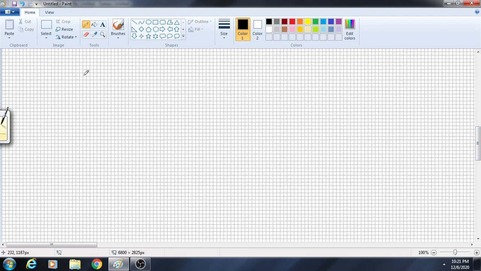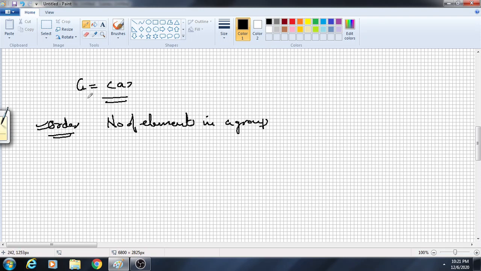I hope you understand what is a cyclic group now, and what is meant by this symbol. Now, we have already discussed another concept called order. What was an order? Order is nothing but the number of elements in a group. So the number of elements in a group is called its order. In an infinite group, the order is obviously infinite. In a finite group, it will be the number of elements in the group.